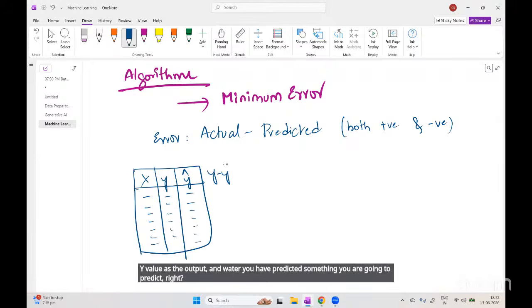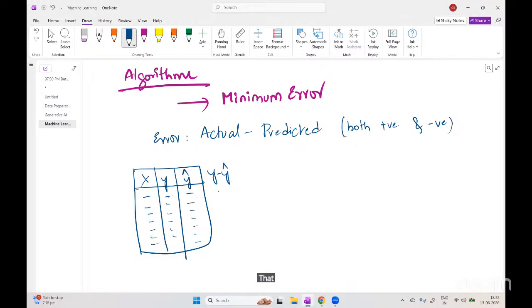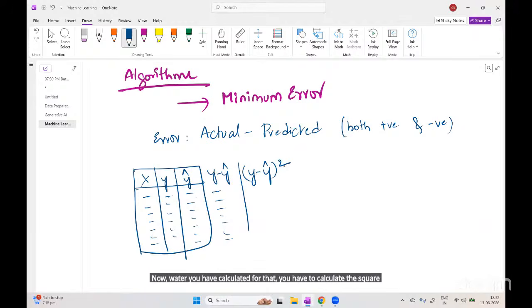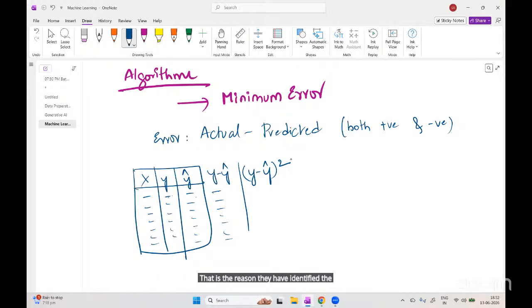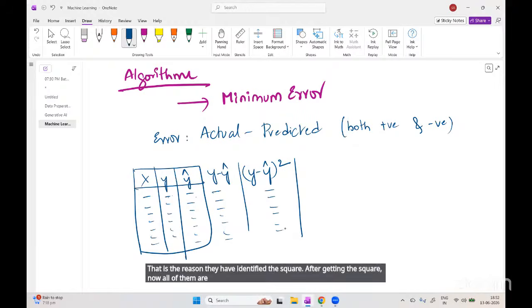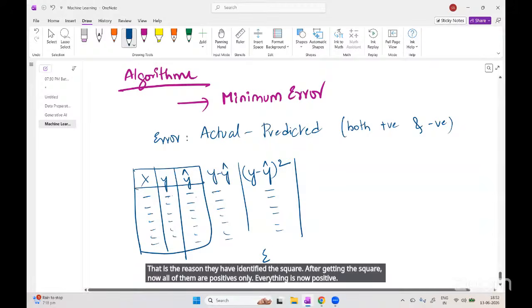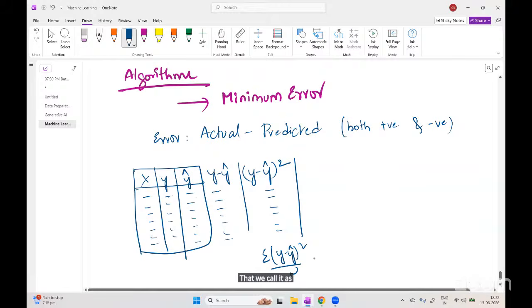And you are going to calculate the error. That error is nothing but this one minus this one. Now, whatever you have calculated, for that you have to calculate the square. Why do you have to do the square? Because here negative values are there. Negative values have to be converted to positive values. That is the reason they have identified the square. After getting the square, all of them are positive only. Everything is now positive. Now they applied the mean over this, which is called mean square error.